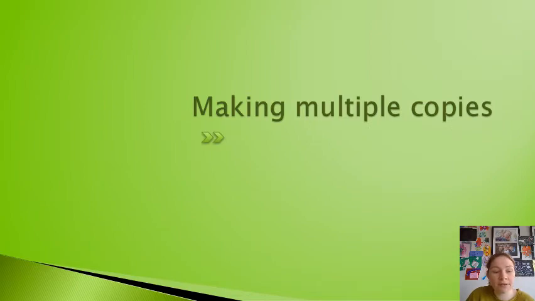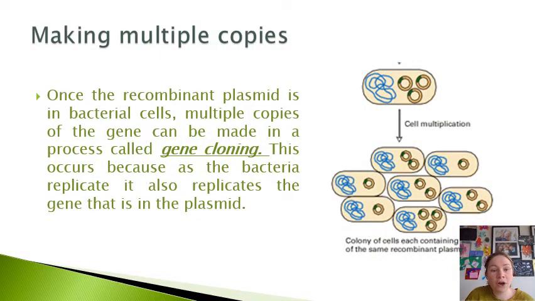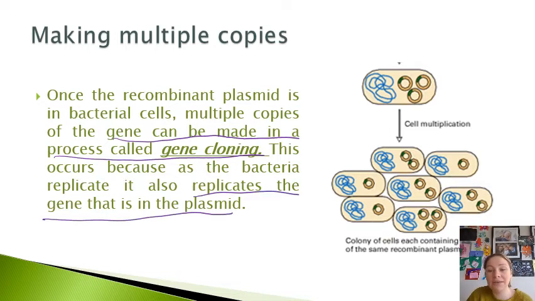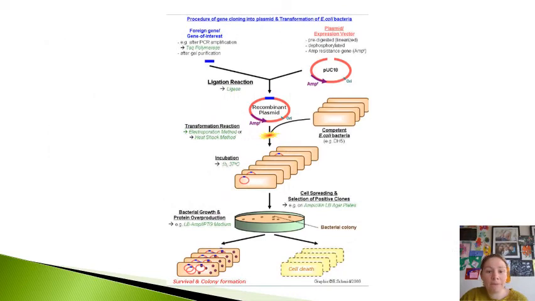Making multiple copies. Once the recombinant plasmid is in the bacterial cell, multiple copies of the gene can be made in the process called gene cloning. This occurs because as the bacteria replicate, it also replicates the gene that's in the plasmid. So therefore, we're continually making lots of copies of that new gene. So we're cloning it basically. This diagram here just outlines the steps in this bacterial transformation and gene cloning process.